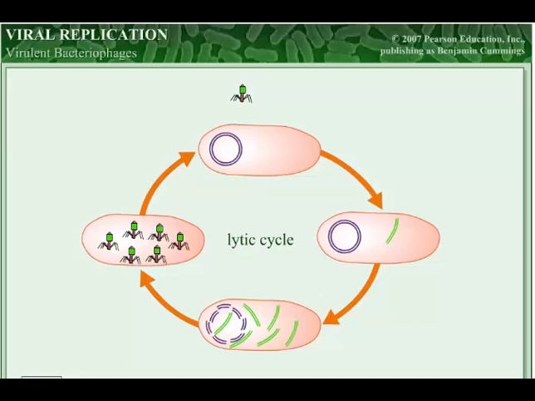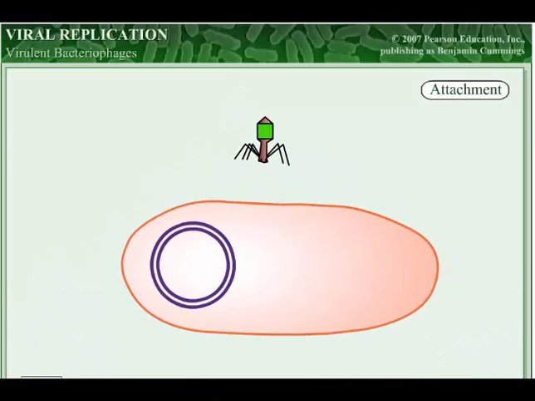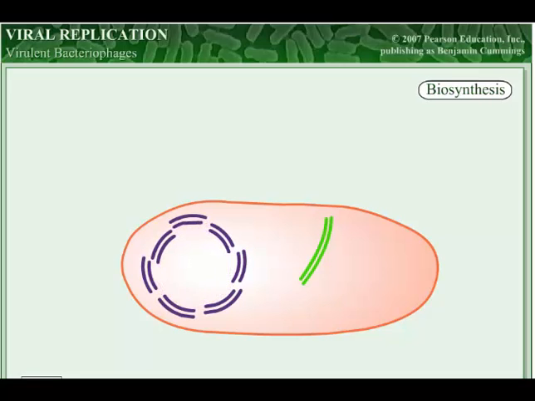Virulent phages carry out a simple life cycle called the lytic cycle. The phage attaches to the host cell during the attachment stage, and then penetrates the host cell and injects its DNA during the penetration stage. After penetration, the phage causes the host DNA to break into small pieces. The phage then uses the host machinery to synthesize new copies of its DNA. This process is part of the biosynthesis stage.